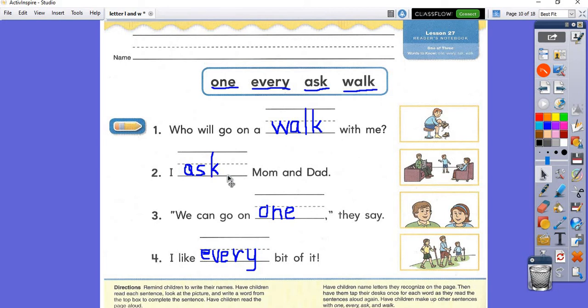I ask mom and dad. We can go on one, they say. I like every bit of it. Very good. Now what? Let's see what we have next.